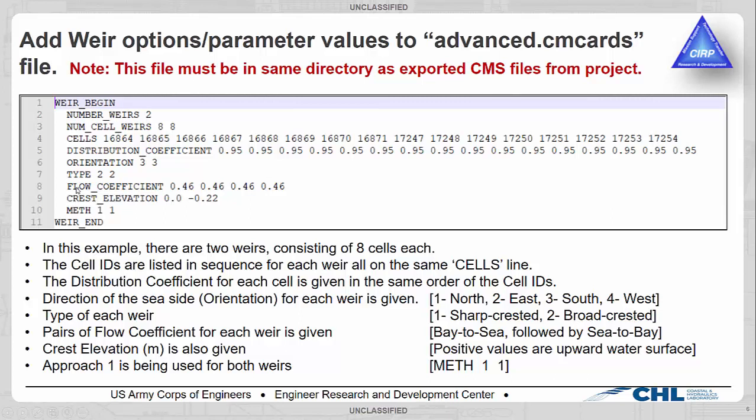And then the flow coefficient, and we needed pairs of values for each Weir, and so in our case we're going to have the same coefficient for both, and that's from the sea to the bay and the bay to the sea on both sides. And then the crest elevation, as I mentioned, we're having 2 different crest elevations for the various Weirs. One is set at 0 and one is negative 0.22. And again, the method is 1 and 1. If you wanted to use the other approach, then that number, of course, would be a 2.